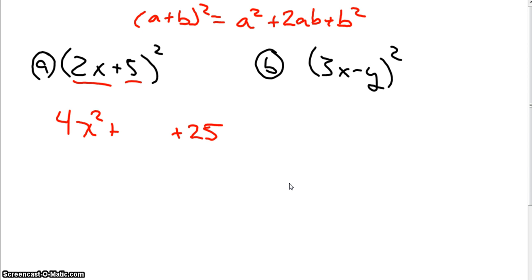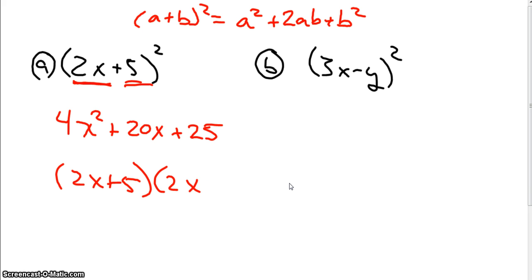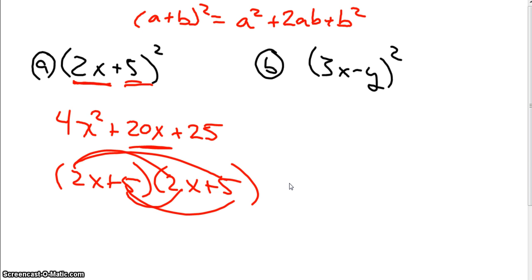And now, what is A times B? What is 2x times 5? 10x times 2, 20x is your middle, okay? And you can find that, again, by FOILing it if you forget the pattern or you haven't learned the pattern yet. 4x squared, I have 10x, 10 more x, there's my 20x, and 5 times 5 is 25, okay?